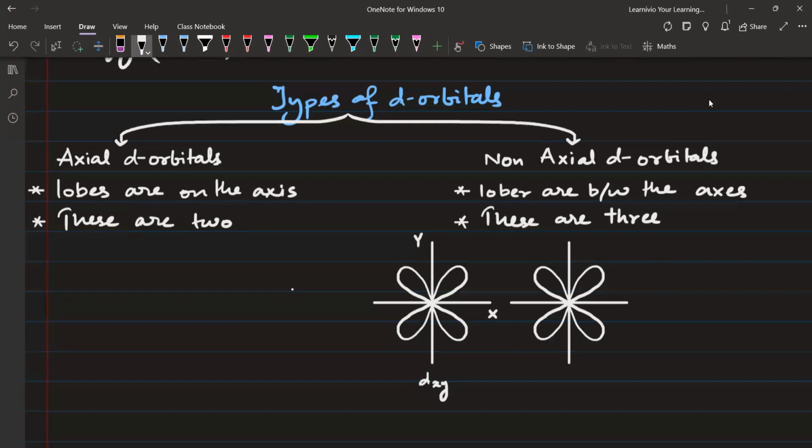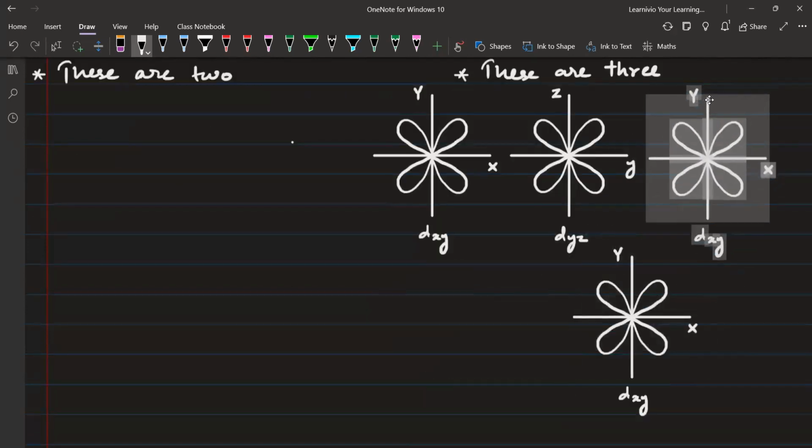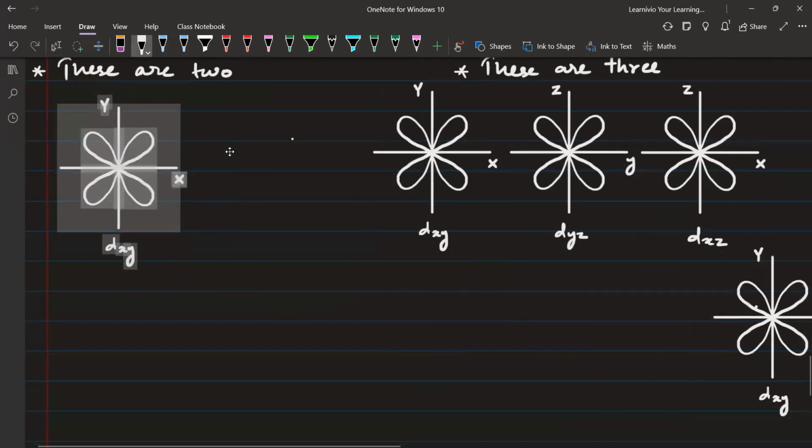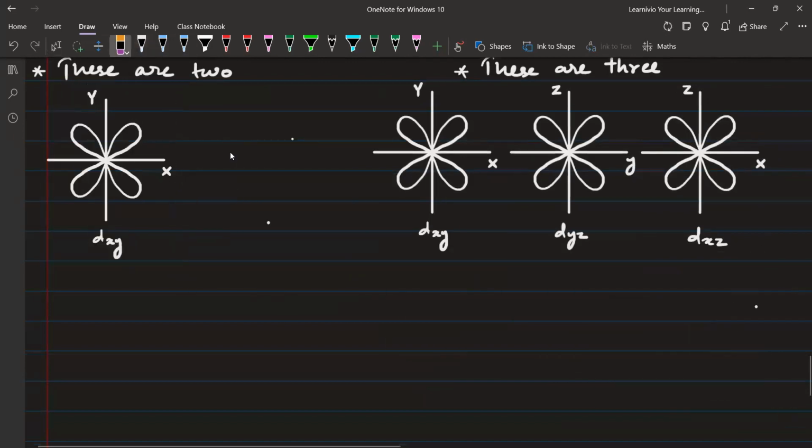If the orbitals are between the y axis and z axis, this will be known as dyz, and if the lobes are between x and z, then dxz. Similarly, there are two axial ones.